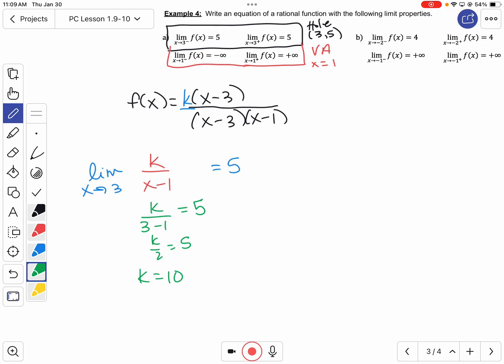So my final equation would be 10 times x minus 3, over x minus 3 times x minus 1. Lots of thinking on that one. That's really understanding what those limits tell me. That's kind of the top tier problem out of this section.